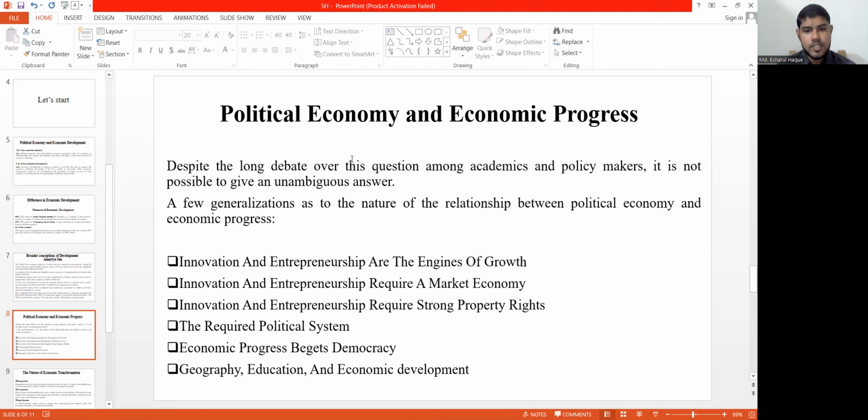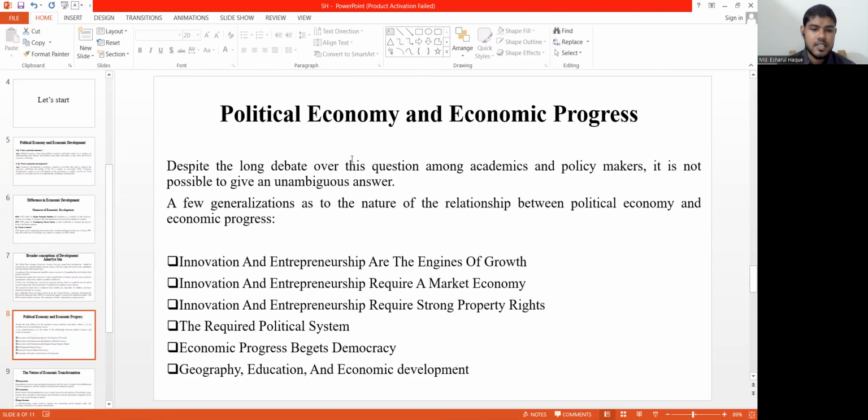So there must be a strong property right so that no one gets an advantage to copy them and gain abnormal profit. If there is no strong property right, innovation and entrepreneurship will be reluctant to do business. As a result, the economy will fall.